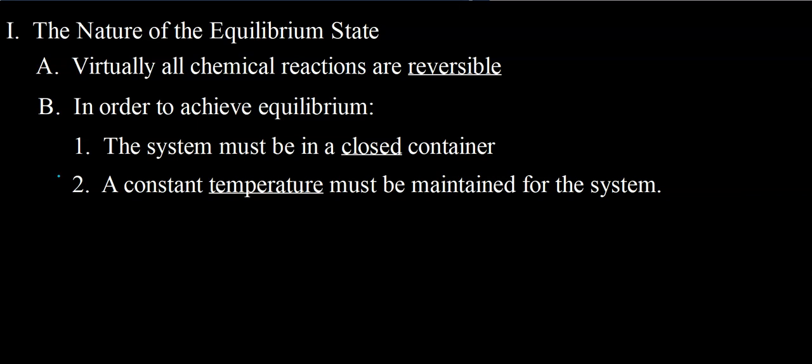In order for a system to achieve equilibrium, a couple conditions must be met. First of all, the system must be in a closed container, and this isn't necessarily always the case, but better said that in order for a system to achieve and maintain equilibrium, it needs to be a closed system. So not necessarily a closed container. Let me explain the difference. A closed system means that no matter can enter or leave that system.